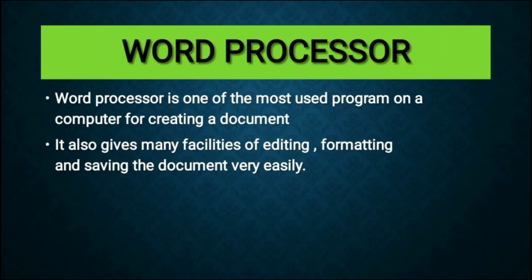Children, we use the computer for many works, okay? For drawing, for typing, for studying, for playing games, many things. So Word Processor is used for typing. And typing, hum kahan karte hain? Document mein. So it also gives many facilities of editing, means to add something, formatting means to change the look, and saving the document very easily. Matlab document ko easily save karna. So Word Processor means it is a document in which we can type, and we can do editing, formatting and saving.